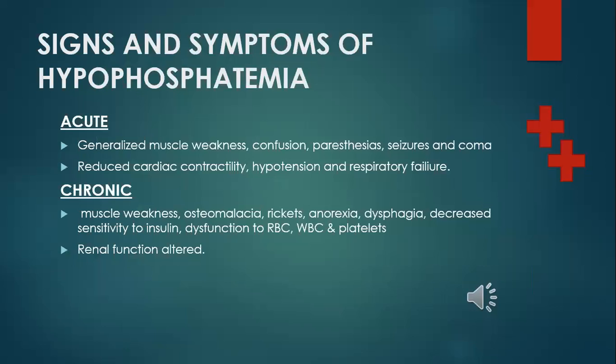Now, what are the signs? The signs are majorly divided into two types, the acute and chronic. They are listed in this slide, which are generalized muscle weakness for the acute, and severe complications for the chronic, such as decreased sensitivity to insulin, dysfunction of the white blood cells, RBCs, and others.